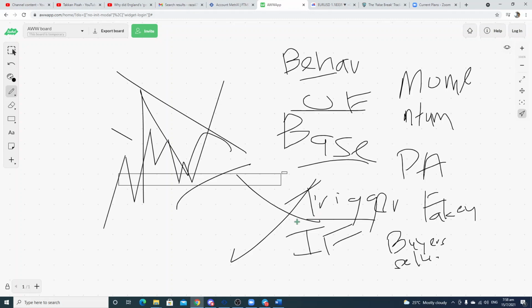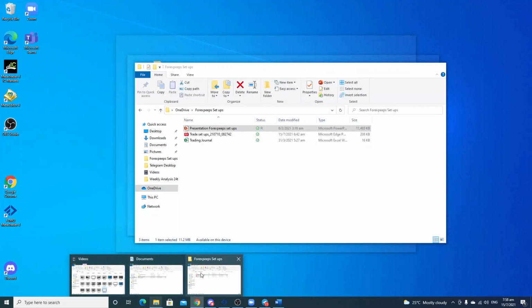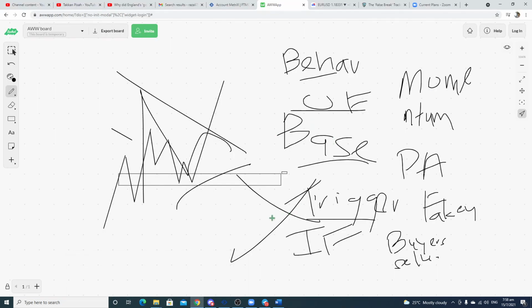Okay, so I think I'll just stop you guys from here on base return entry. So the next lesson will be on double top and double bottom, and then I will explain it accordingly when the time comes, and hope you guys learn something today.